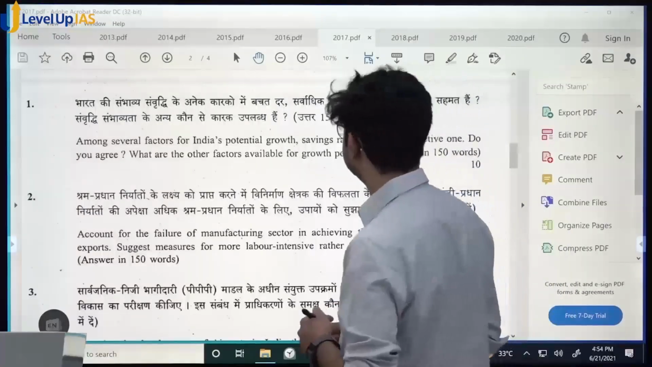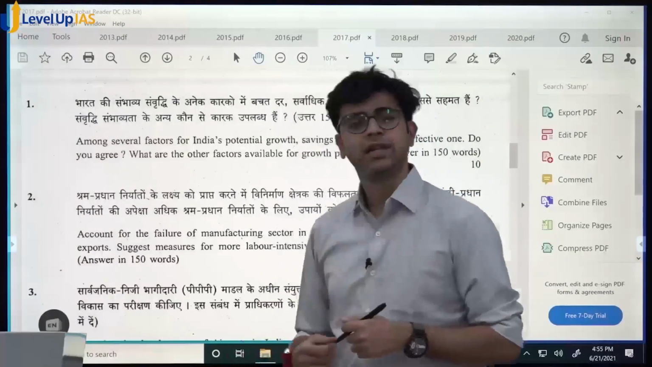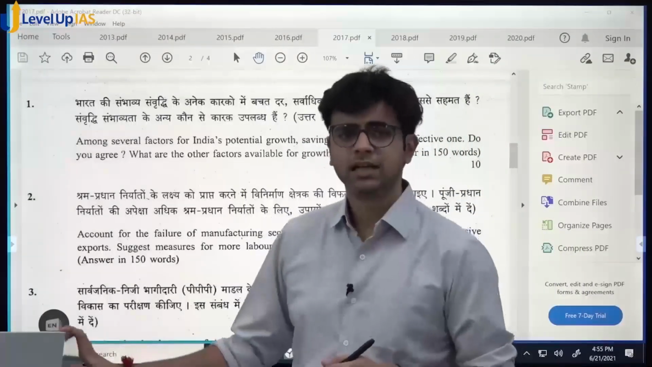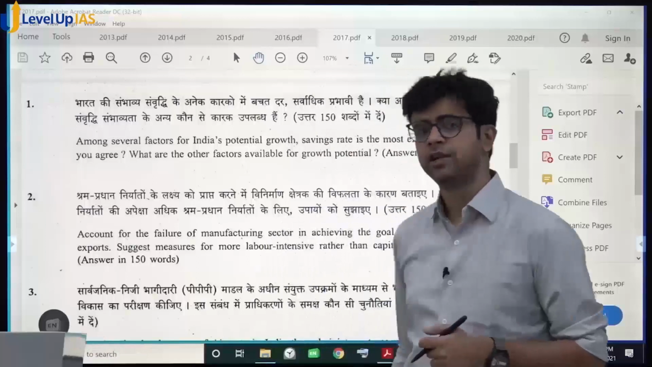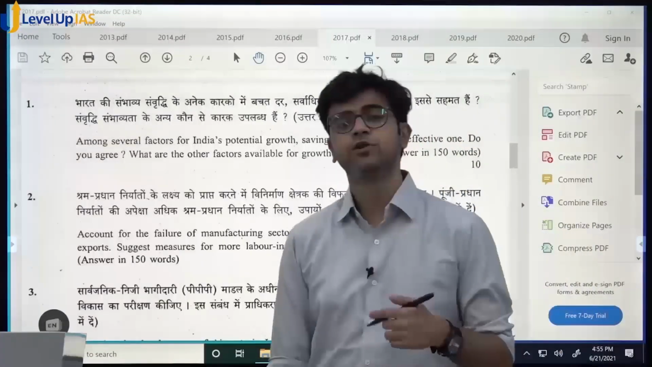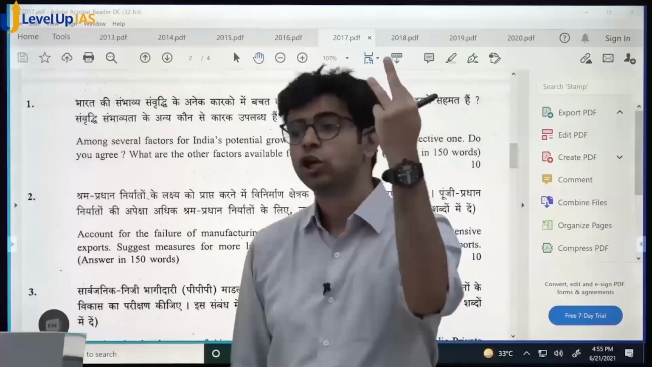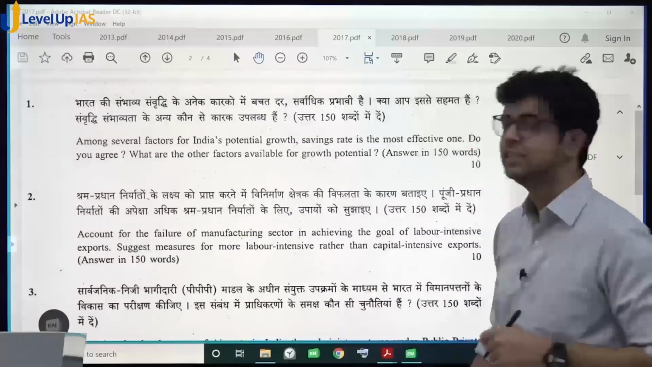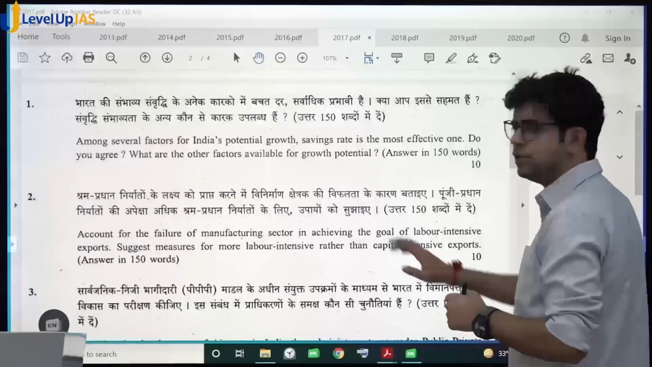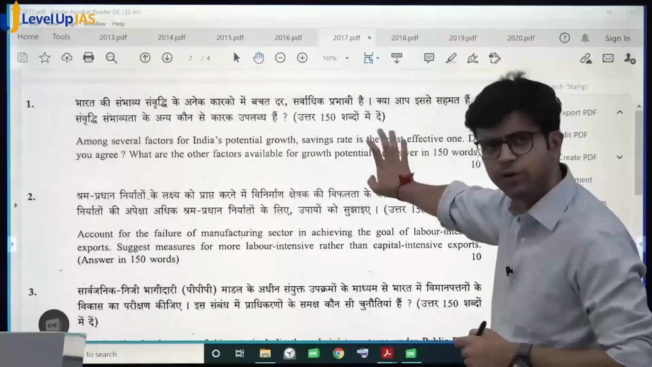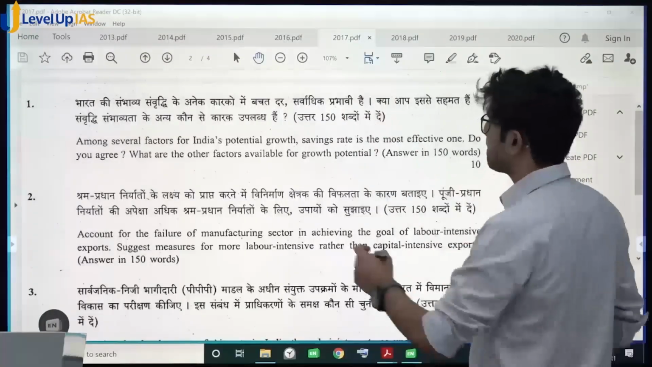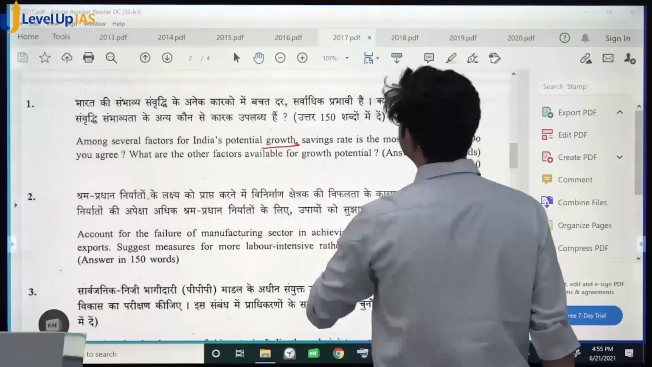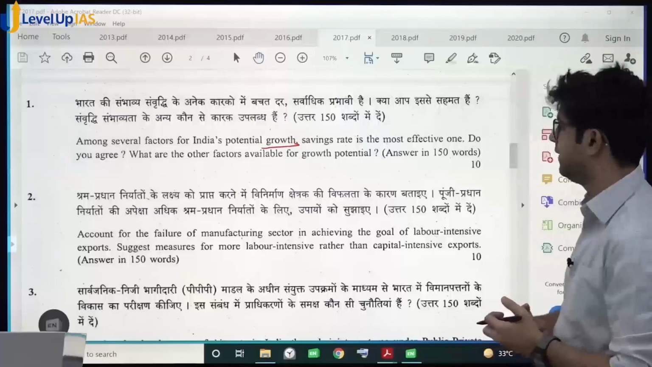What do you think? Is there growth in our syllabus? Is there a growth point in point number 1? Is there a sub point called growth? Indian economy and issues relating to planning, mobilization of resources, growth. The third sub point which comes is growth. So, no need to analyze the question now. We are going to do that slowly. Very good. Among several factors for India's potential growth, savings rate is the most effective one.